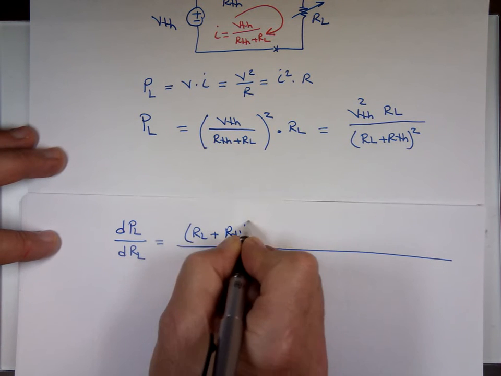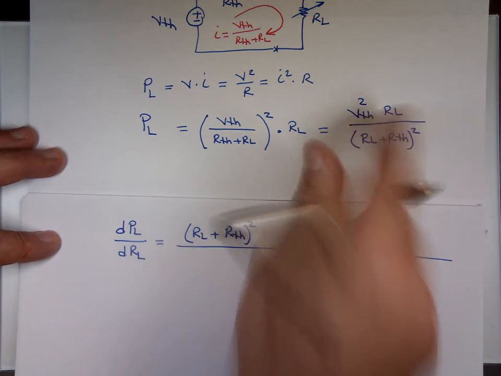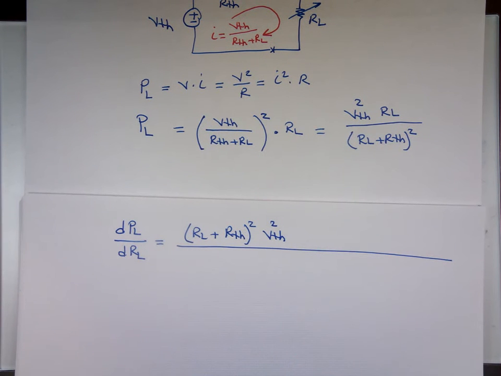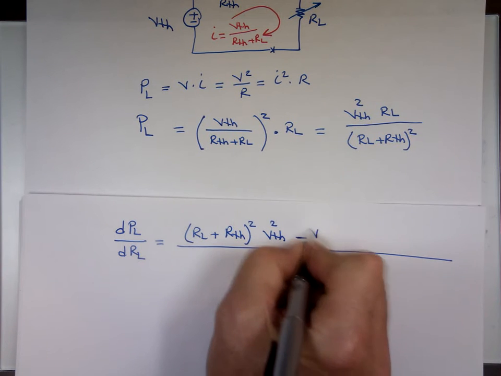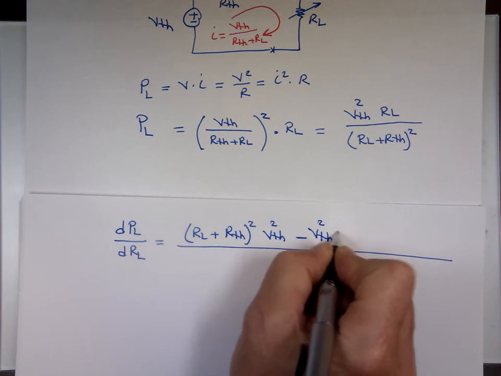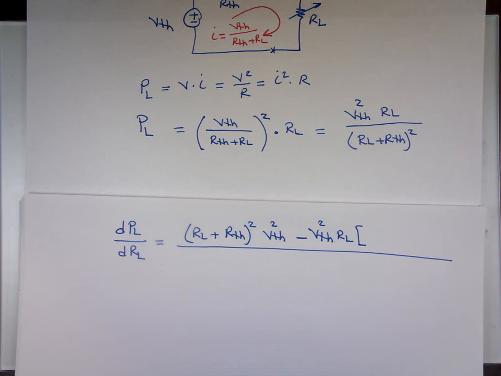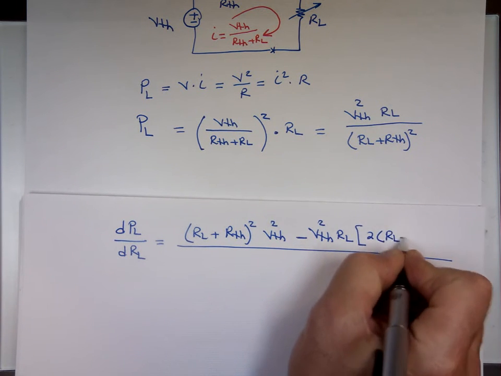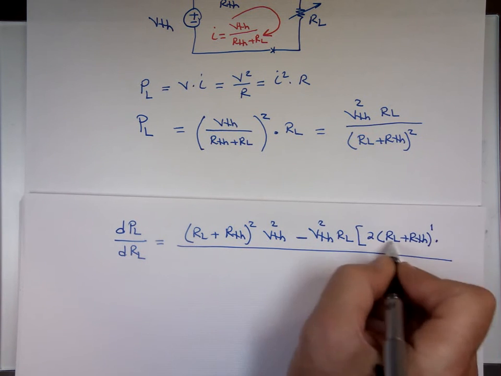The bottom times the derivative of the top. I'm taking the derivative with respect to r sub L. So that's v thevenin squared, minus the top times the derivative of the bottom. Now, since the power is 2, I have to use the extended power rule, which says what? 2 times r sub L plus r sub thevenin to what power? To the power of 1 times the derivative of what's on the inside.